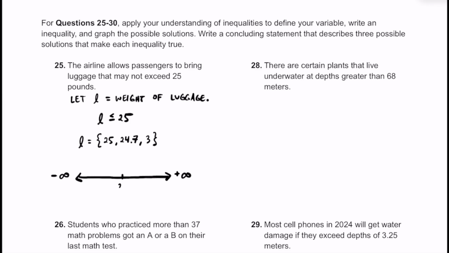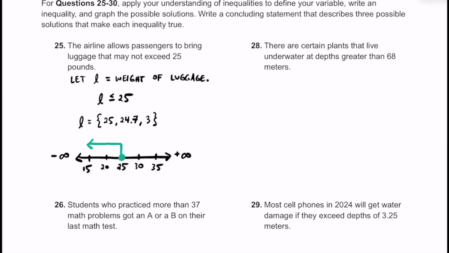The special number we're talking about here is 25 pounds. That's the threshold. And so we can go two numbers higher. Maybe you can go to 30 pounds and 35 pounds if I go by fives. Then we can go down to 20 and go down to 15. And let's see, it's allowed to equal 25 pounds. So let's do a closed circle on 25. And the airline company wants you to be under there or equal to it. So let's go to the left.